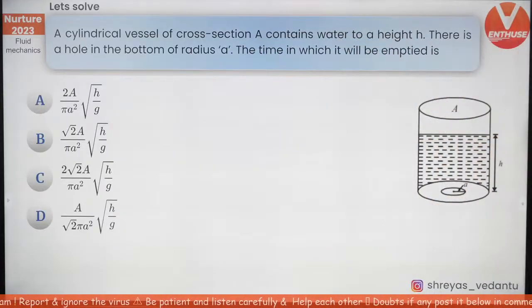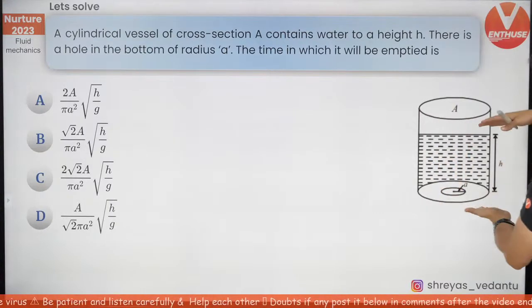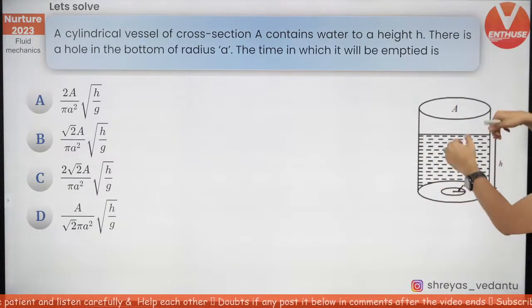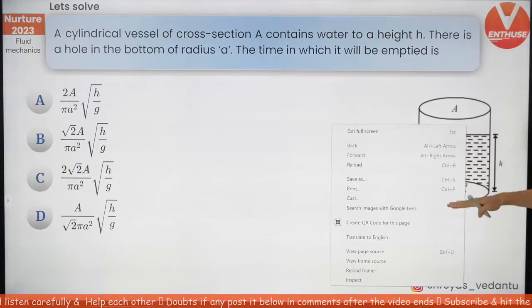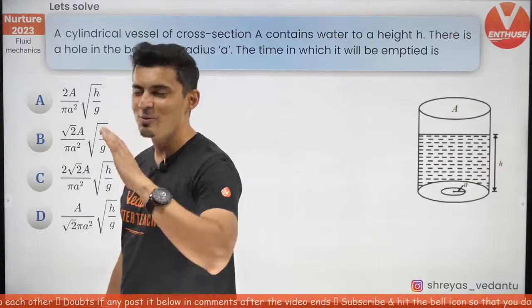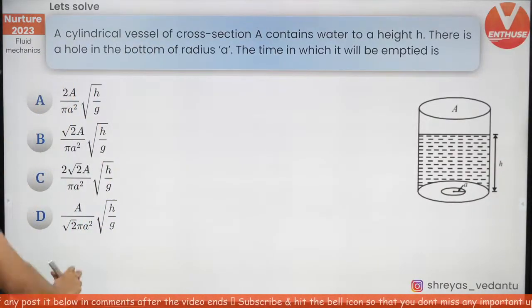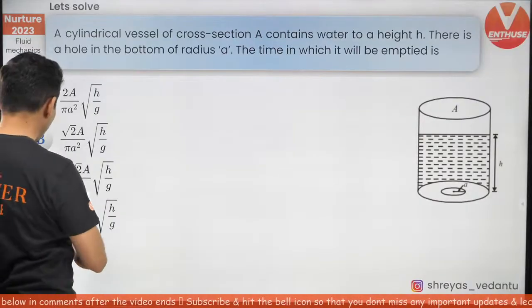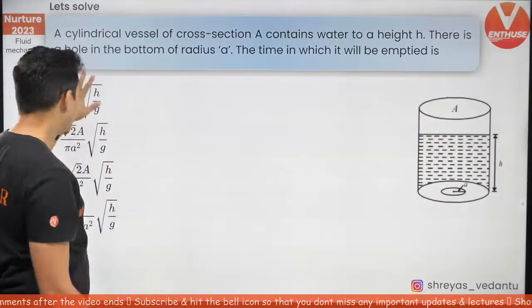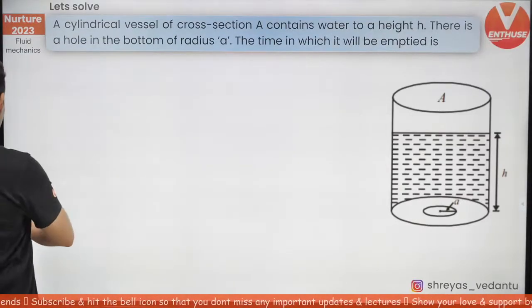Next question. A cylindrical vessel of cross section A contains water up to a certain height. There is a hole at the bottom. How much time will it take to empty this container? It's very interesting. This is a very, very important question. So observe it. I don't think I need these options because they look scary, so let's just get rid of them.